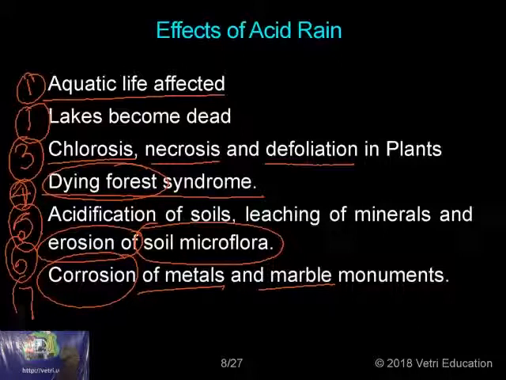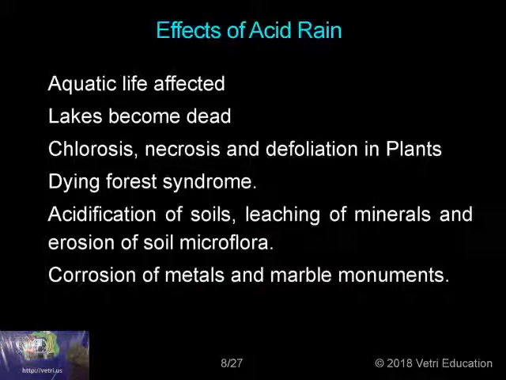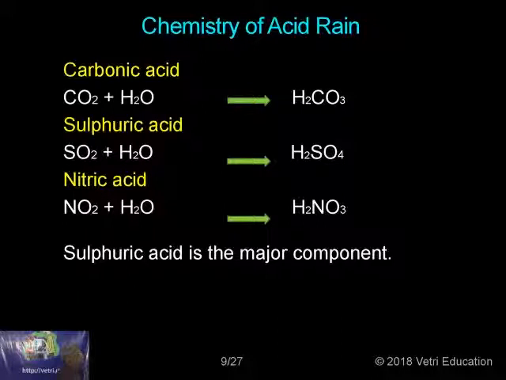Okay, fine, that's good. So once again I repeat: aquatic life is affected, lakes become dead, chlorosis, necrosis and defoliation occur, forests are dying, soil is getting acidified, minerals are getting leached, microflora are getting eroded, metals are becoming corroded. So these are some of the problems that we are getting because of acid rain.